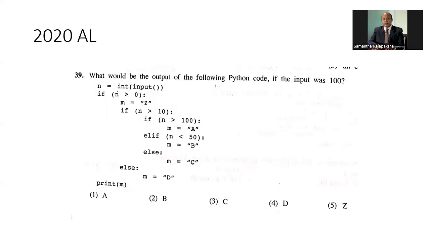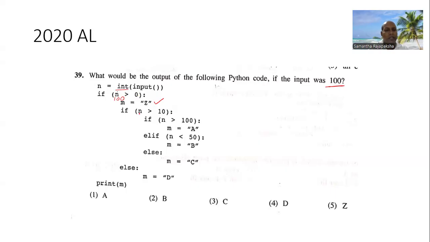Okay, how do you decide the answer here? Now, you input the value. So the input value is 100. This is 100. And then that will be input here. So it will be converted to an integer. Then you get 100. Then n equals 100. You check whether 100 is larger than 0. Yes, the condition is true. M is set.